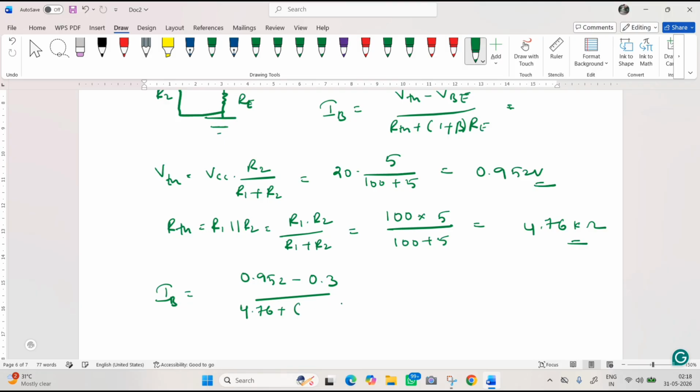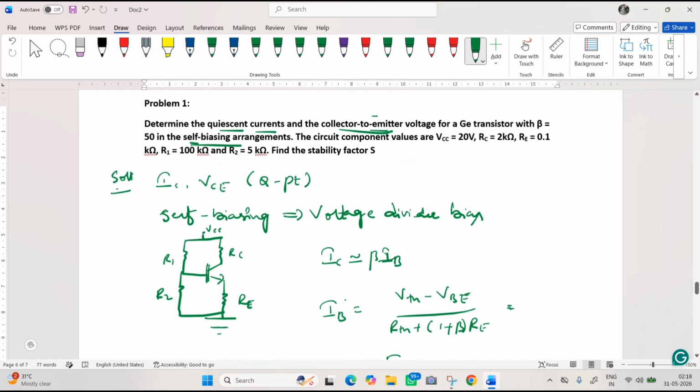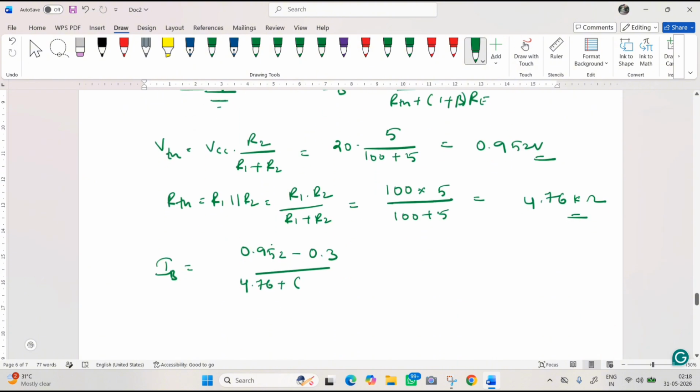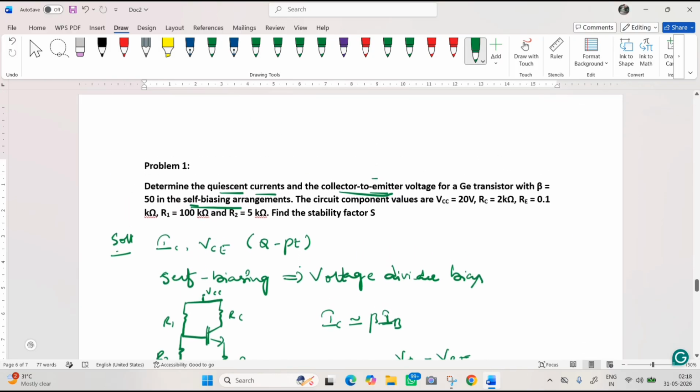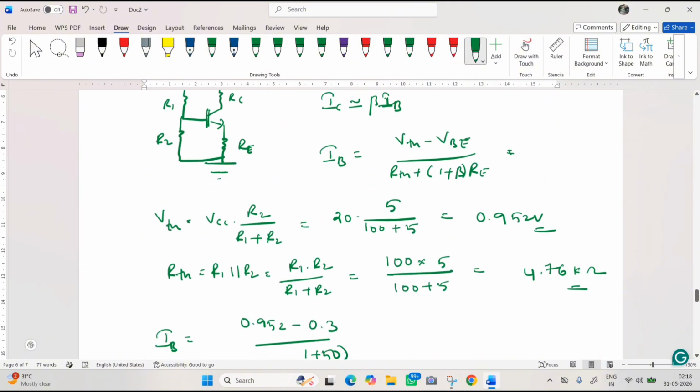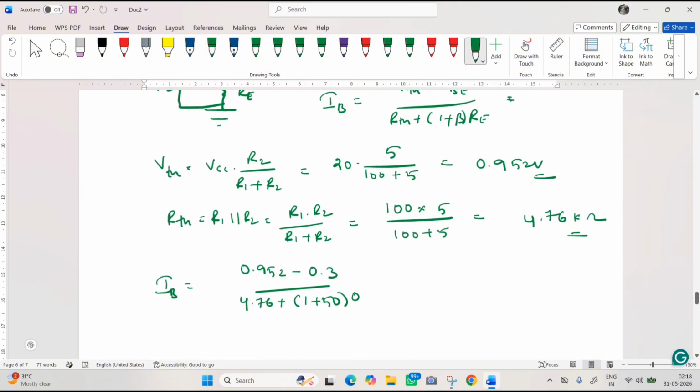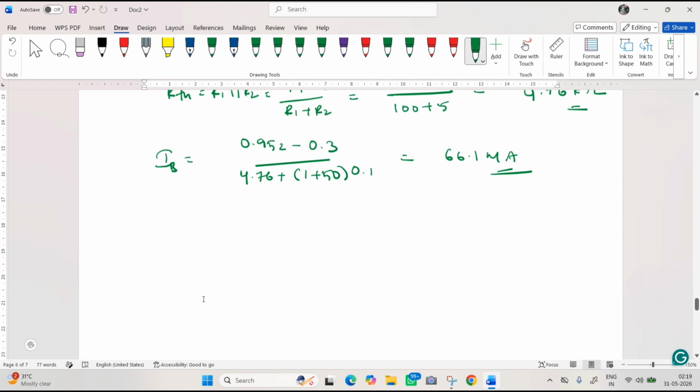And then what is the beta value given? 50. So 1 plus 50 into the RE value. How much RE value was he given? RE value is 0.1 kilo ohms, that is 0.1. If you solve this one, then we'll get this IB as 66.1 microamps. Now I got this IB. By substituting this in the IC expression, I will get the collector current.